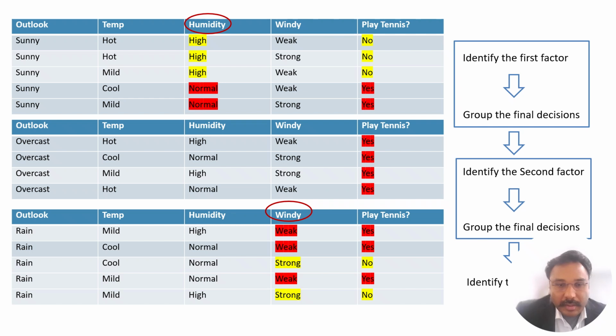It's pretty much the same thing. You look at humidity, focusing on identifying the first factor. You group the final decision, then look at the second factor, and group the final decision again. It keeps going and determines whether you want to play tennis or not. In this case, if the humidity is high, you probably don't want to play. Then you look at windy. If it's weak, then yes, probably we can play. If it's strong wind, you don't want to play. So the first factor you look at is humidity, and the second factor is windy. You make a decision based on the factors.